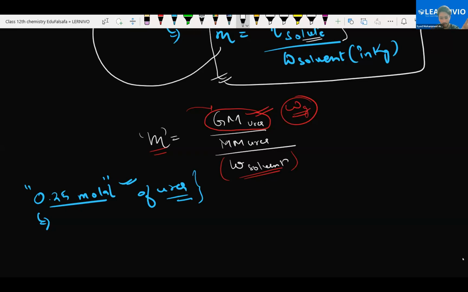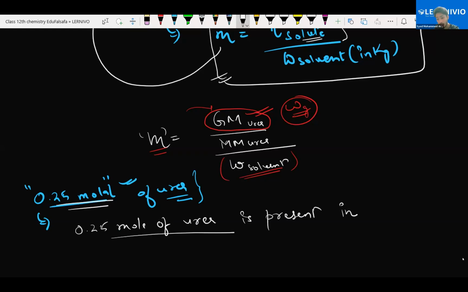From this what I get is that 0.25 moles of urea is present in 1 kg of solvent. Got it? This is the basic. If you get stuck at any point, just write the concentration term and expand it, so that it helps you get into more depth of the roots.